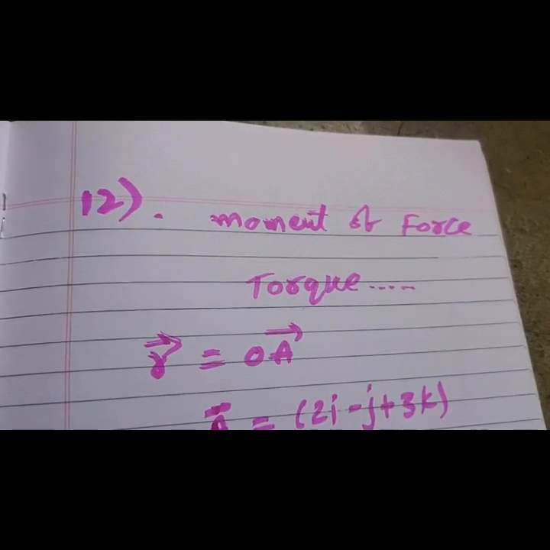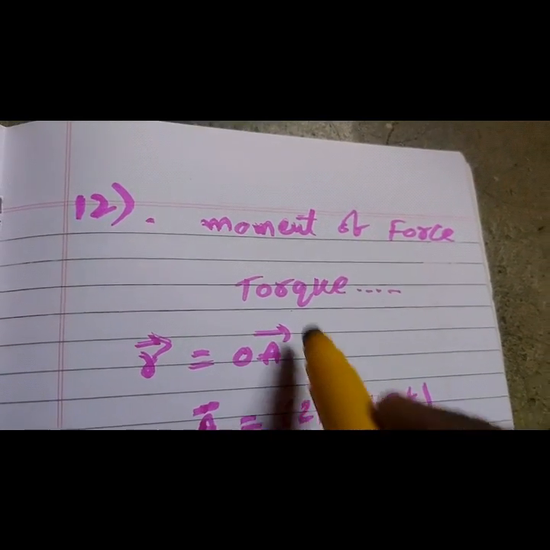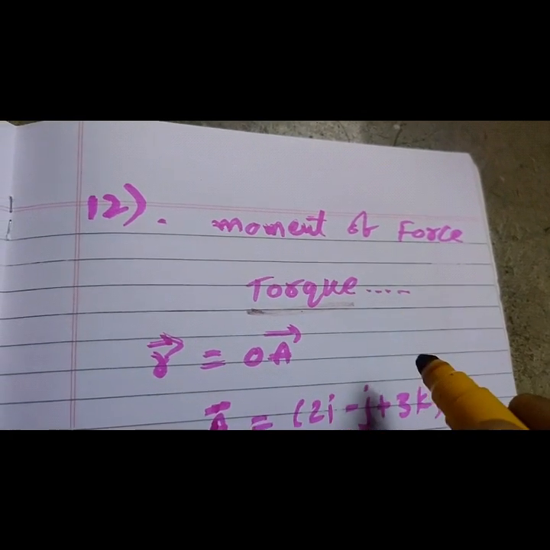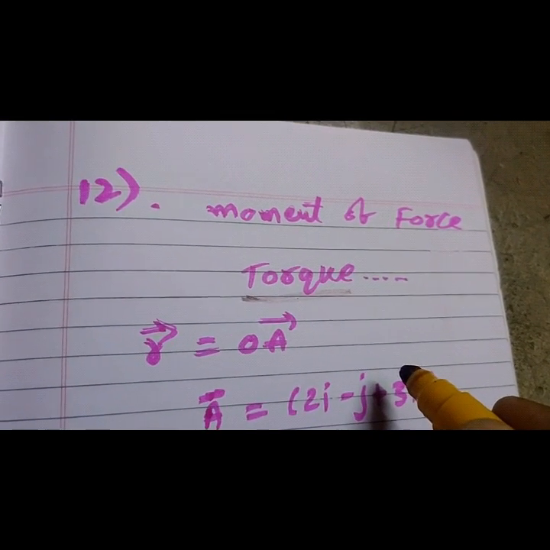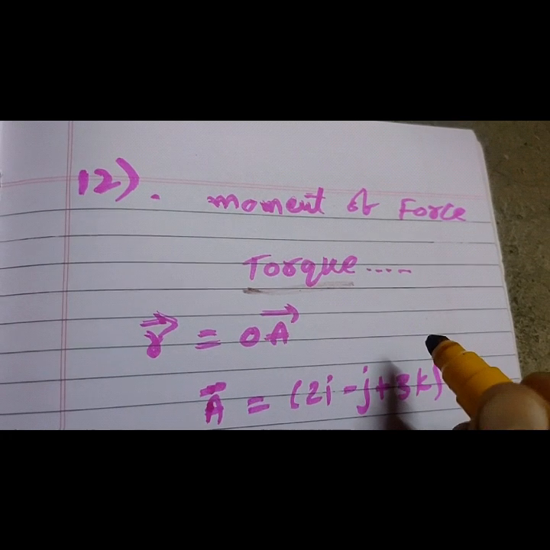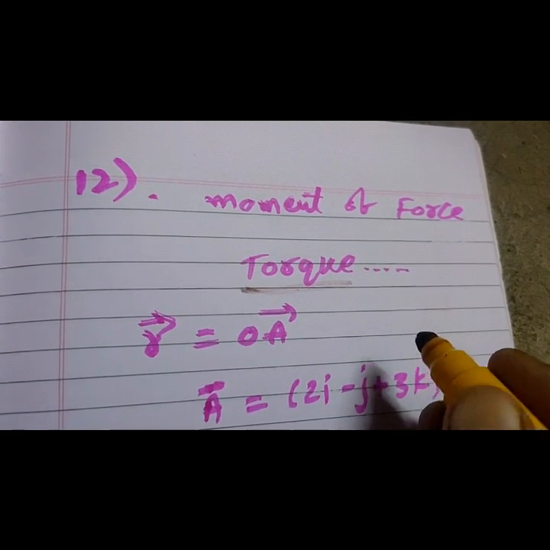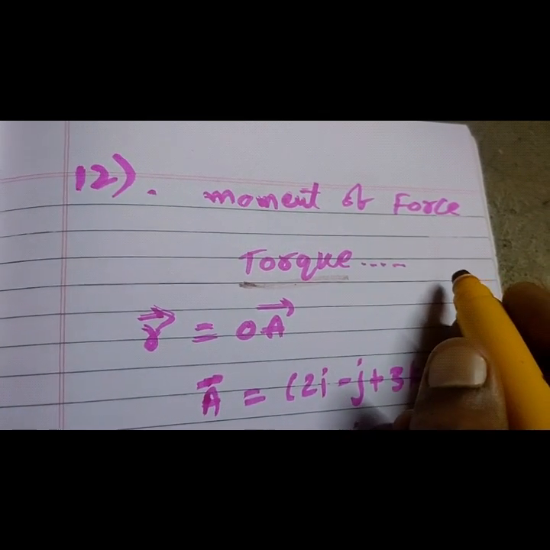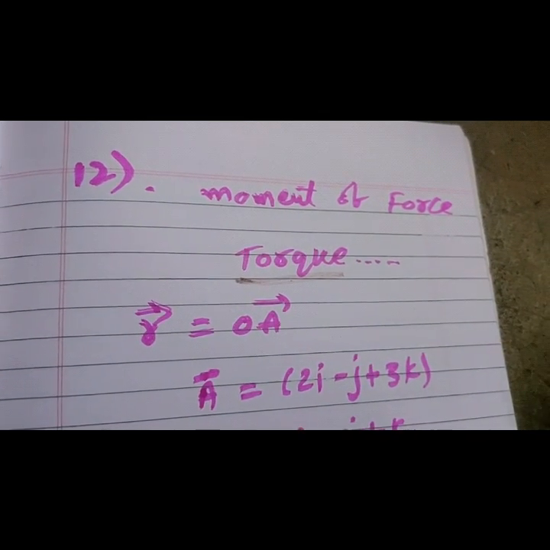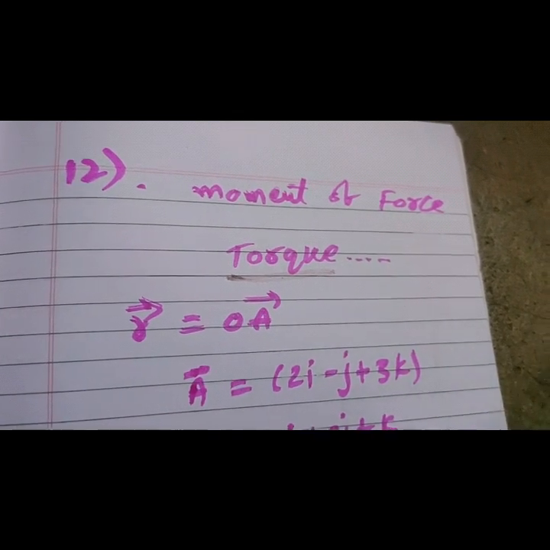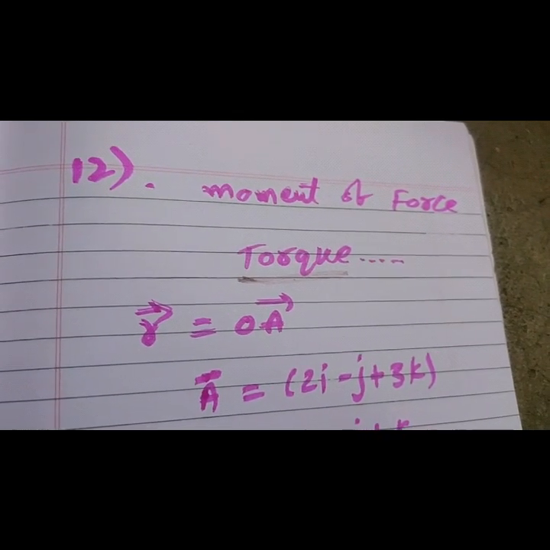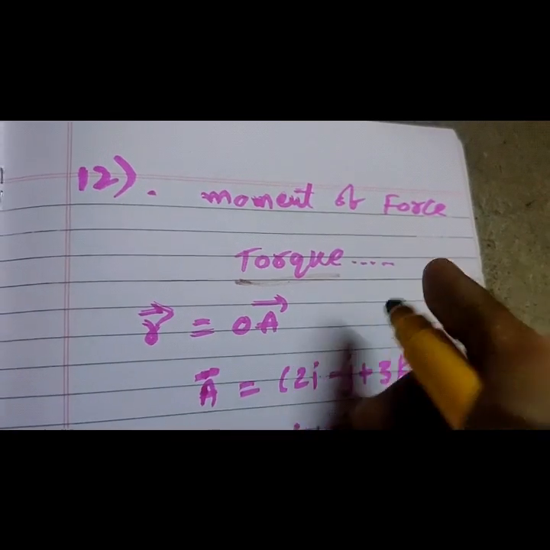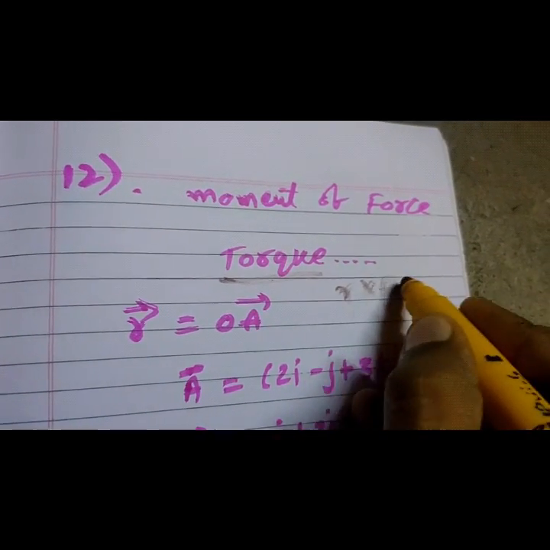They're asking to find the moment of force, which is generally known as torque. I hope you learned what torque is in physics. If you didn't, please go and learn, and ask your physics teacher. Anyway, mathematically it is defined as R cross F, right? A cross product. So torque is the cross product R cross F.